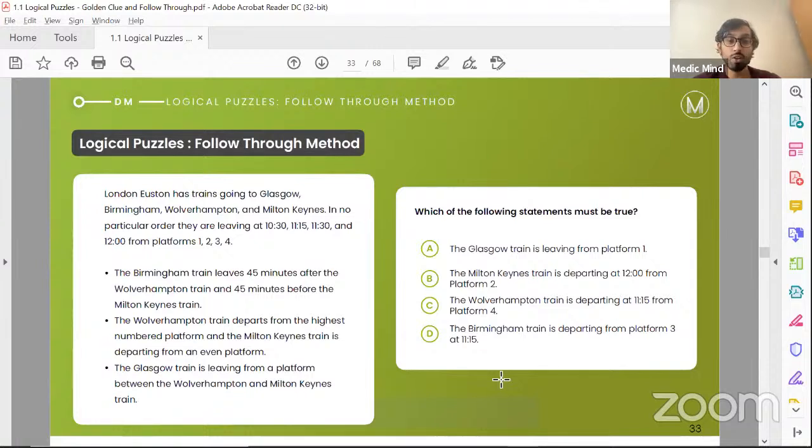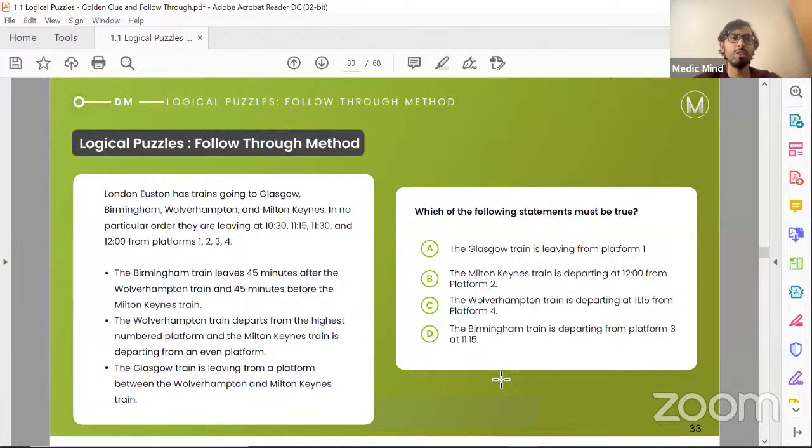Fine, we don't know when the Glasgow train leaves. Fine, we don't know what platform. But actually, we didn't even need to bother looking at it. And instead of it being a four answer question, it becomes a B or a C, a true or a false. And that increases your chance of getting it right by 50%. So it's very important that we don't try and answer every single option.